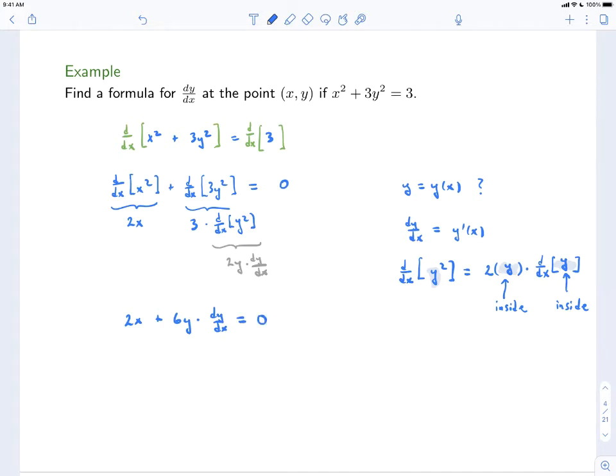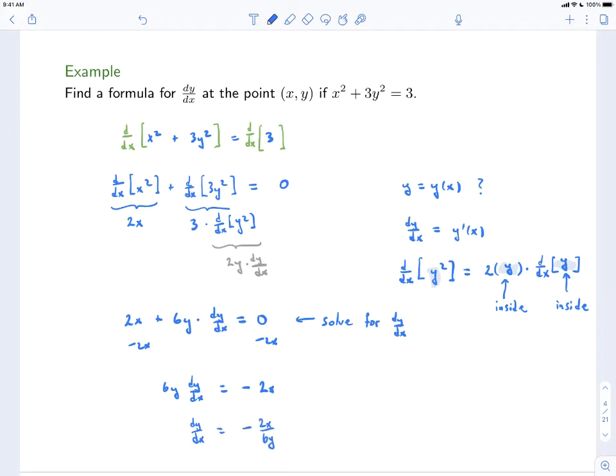Now the final step is to solve for the unknown quantity. So we're going to solve for dy dx. We can subtract 2x from both sides, and then we have 6y dy dx is equal to negative 2x. And then we can divide by 6y. So we'll end up with dy dx is equal to negative 2x over 6y.